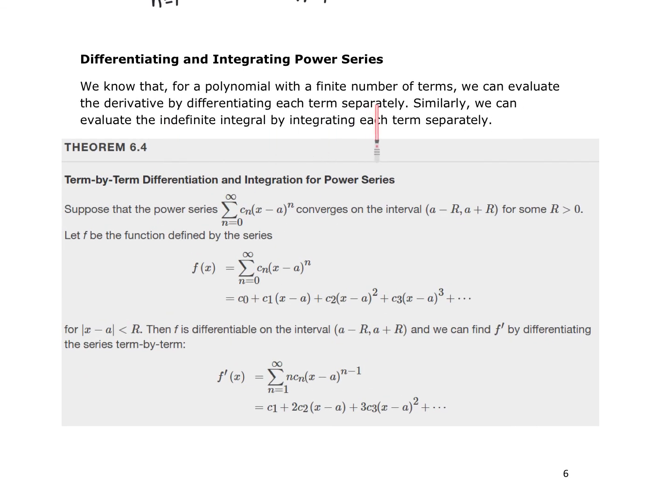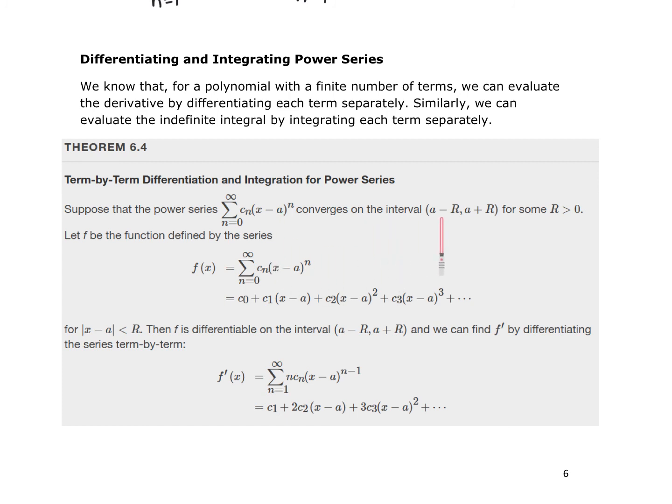So if we have a polynomial with a finite number of terms, we can do the derivative all day long, and we do it term by term. And we can evaluate the indefinite integral by integrating each term one by one. So, term by term differentiation and integration of power series. Suppose I have this power series where I have a center of a rather than 0, but if it's 0, it's still okay.